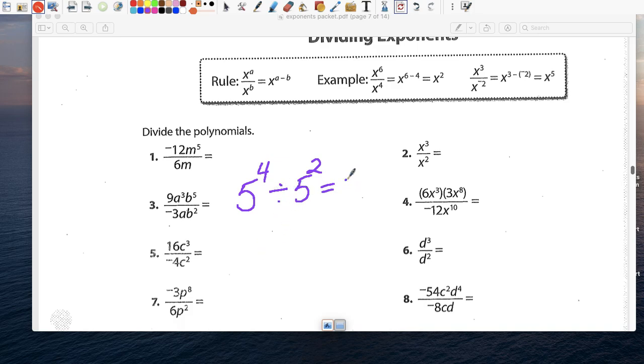So the quick way to do this is 5 to the 4th power divided by 5 to the 2nd power. Well, we subtract the exponents, we get 5 to the 2nd. Let's do a proof here. What's 5 to the 4th? Think about what 5 to the 4th is.